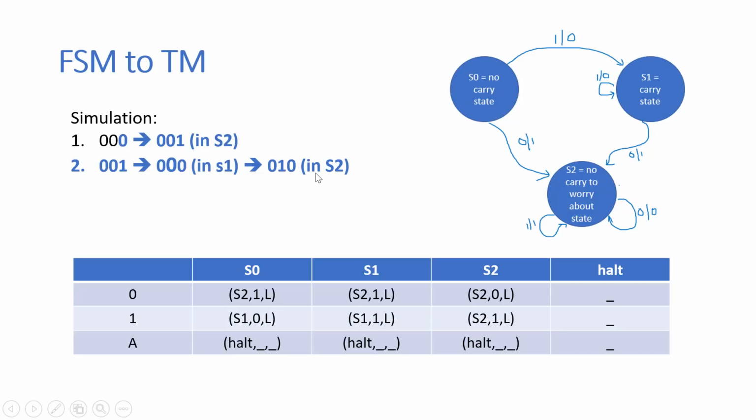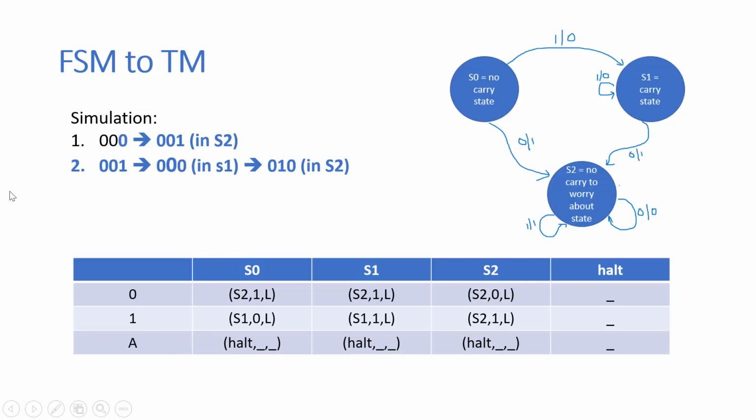So you write a 1 and you're in S2. But in S2, you just process the bits as they come. So you can see that this also worked. So here's the transition table based on what we see here. When you're in S node and 0, this is the transition you have to do. Notice we are moving left because we are processing from the rightmost bit going back to the left. So this is how it works.